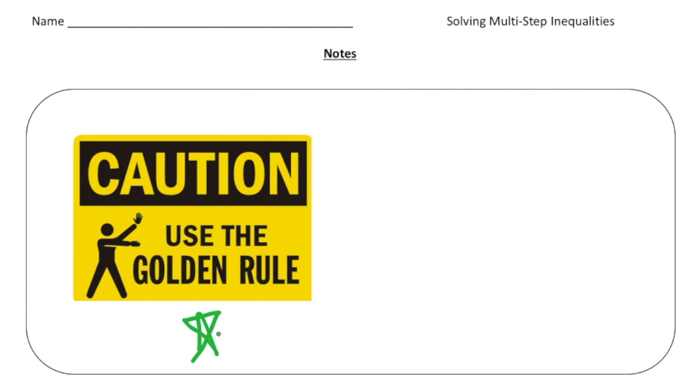And then for the rest, all you really have to know is you solve the inequality like you would solve an equation. So let's write that down here. Solve the inequality like an equation.